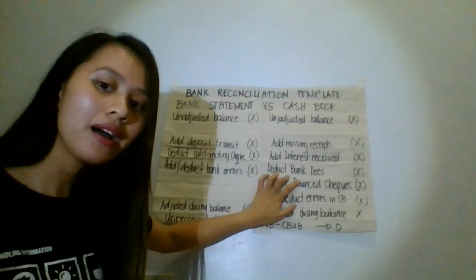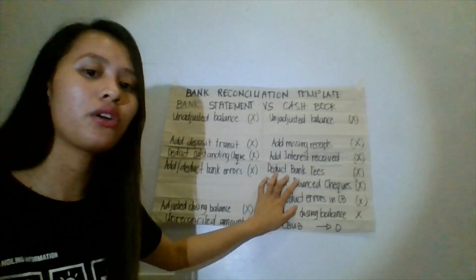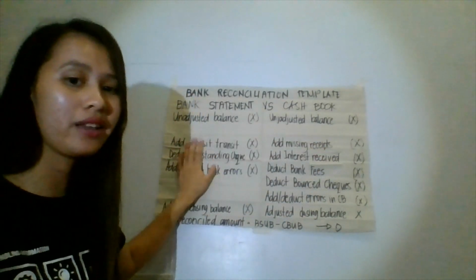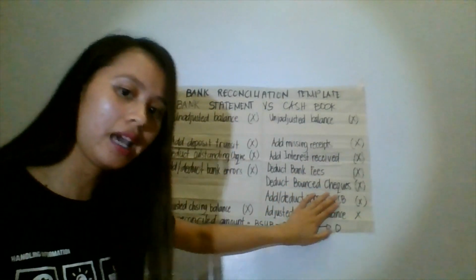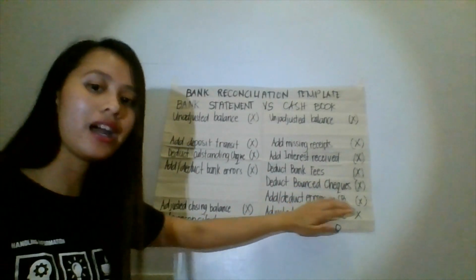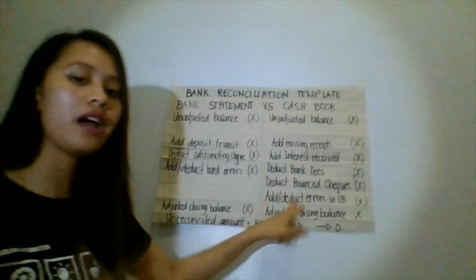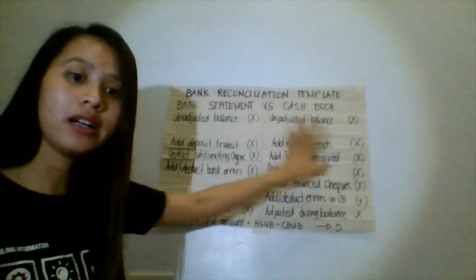And then deduct bank fees. Sometimes there are bank fees that are not recorded in your cash book but recorded in the bank statement. Next, deduct the bounced check. Then add or deduct the errors. It's the same thing here, because the errors could be made by either the bank statement or the cash book.